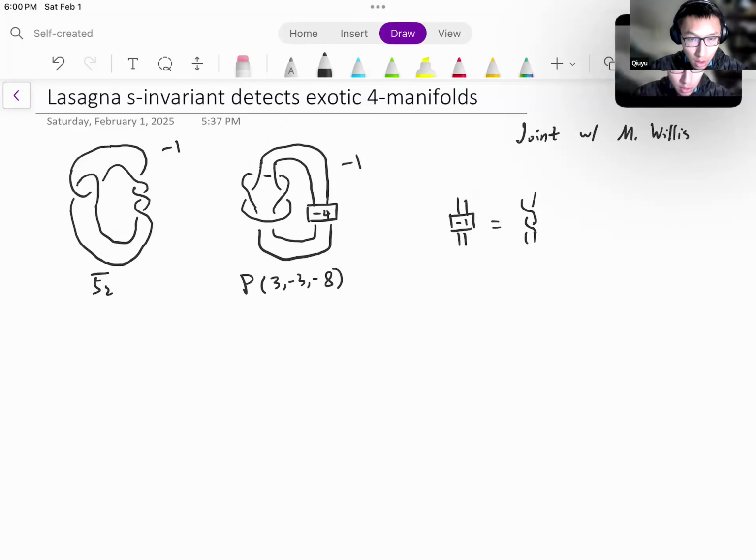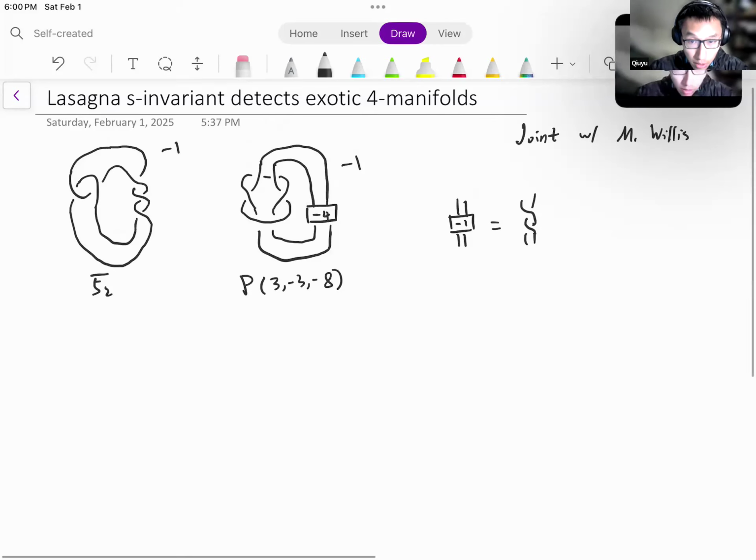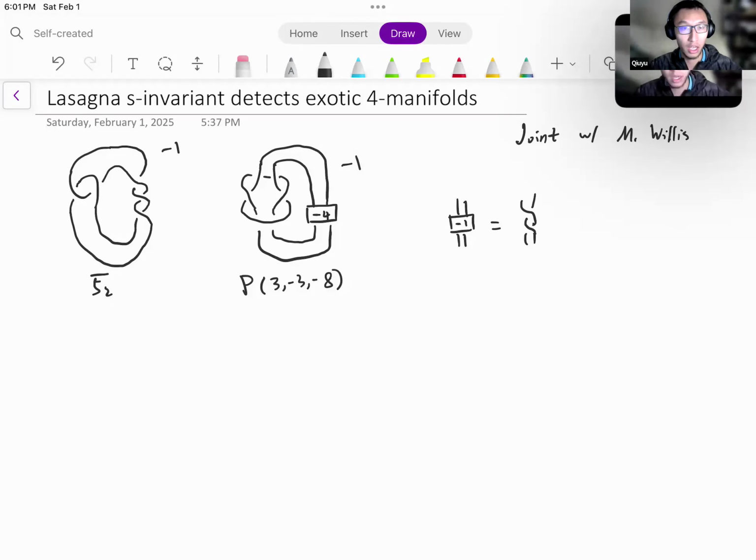So let's get started. Here on my screen, you can see two knots. The first one is the mirror image of the 5-2 knot in the Rolfsen table, and the second one is a certain pretzel knot, P(3, -3, -8). I have those small -1 framing coefficients written on top of the two knots, which suggests that I am really drawing Kirby diagrams of four-manifolds.